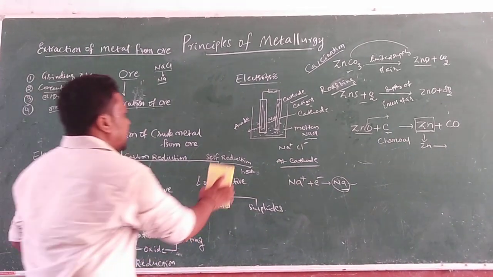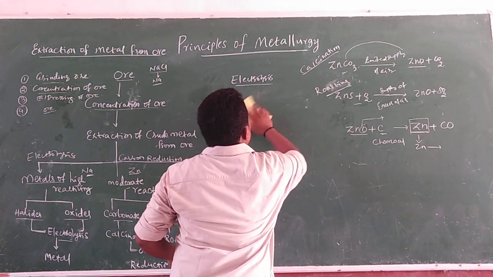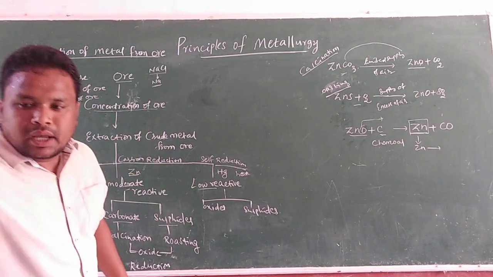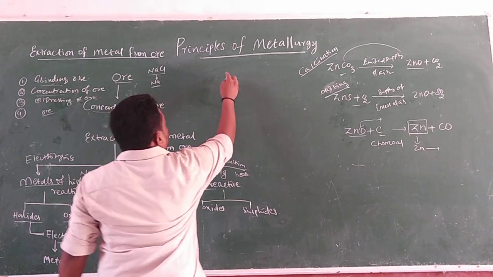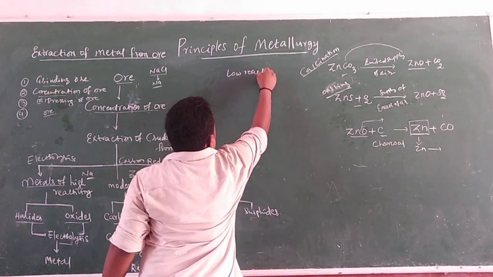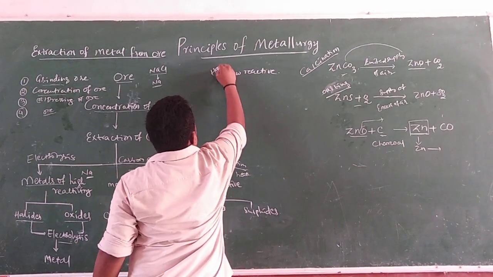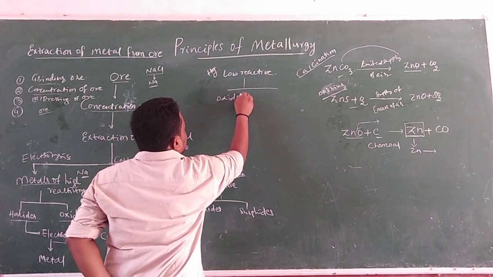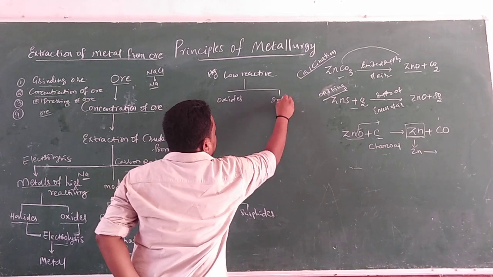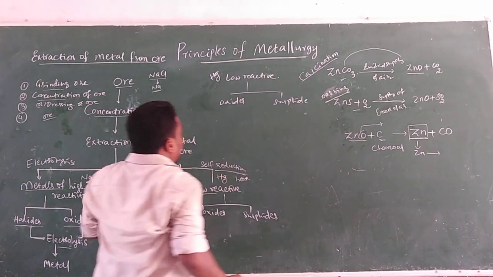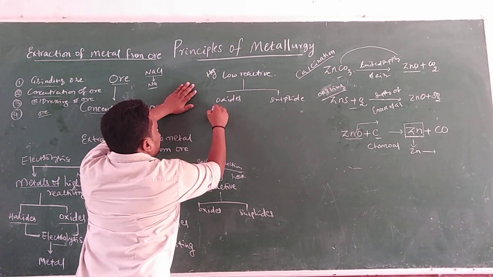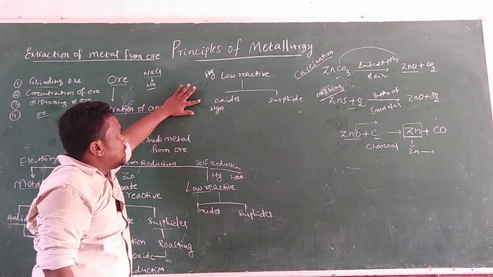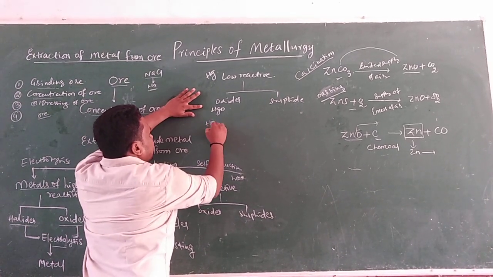Next, the third one. How can we get the low reactive metal from its ore? Then we have to take a low reactive metal. The example is Hg, mercury, which is low reactive. Here there are two types: oxides as well as sulfides. The oxide is HgO, mercury oxide.